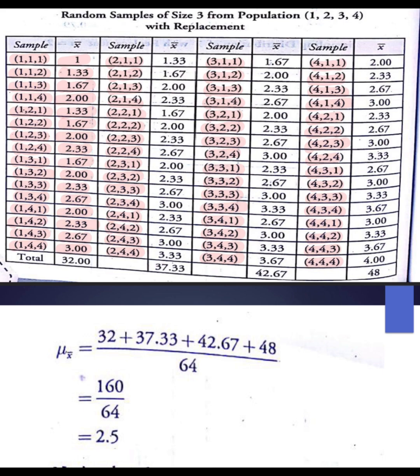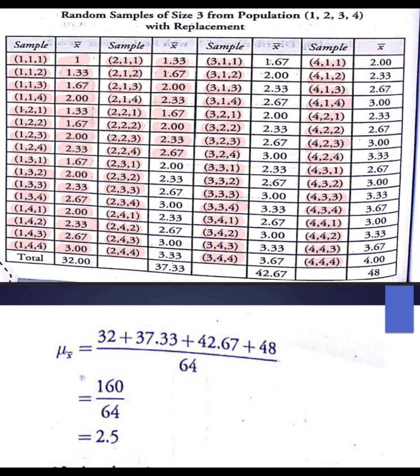2 plus 1 plus 1 divided by 3 is equal to 1.33. 2 plus 1 plus 2 divided by 3 is 1.67. 2 plus 1 plus 3 divided by 3 is 2.00. 2 plus 1 plus 4 divided by 3 is 2.33. 2 plus 2 plus 1 divided by 3 is 1.67. 2 plus 2 plus 2 divided by 3 is equal to 2. 2 plus 2 plus 3 divided by 3 is 2.33. 2 plus 2 plus 4 divided by 3 is 2.67.